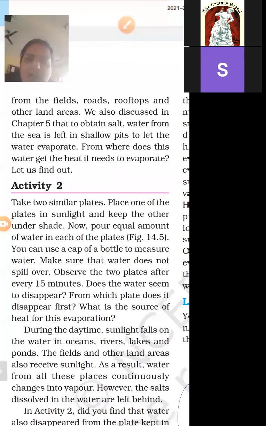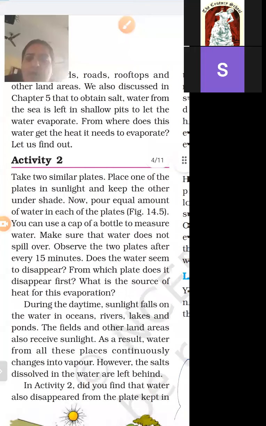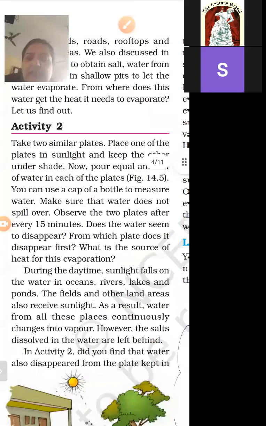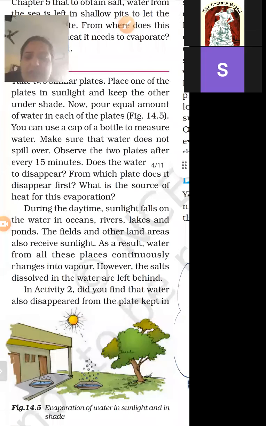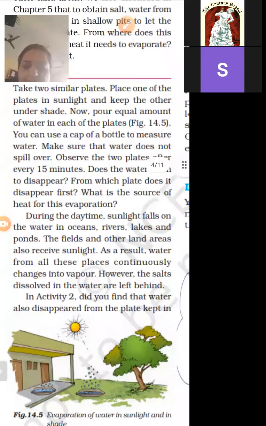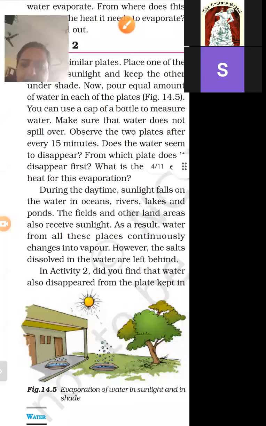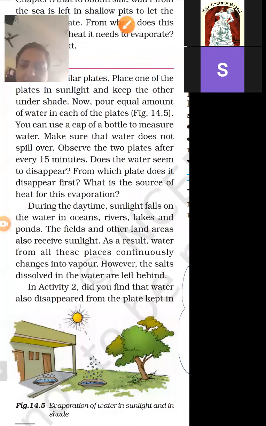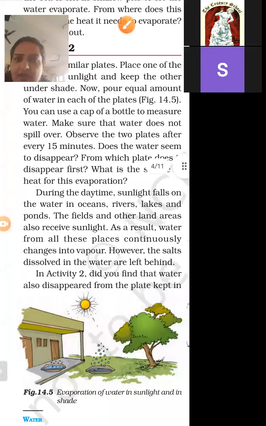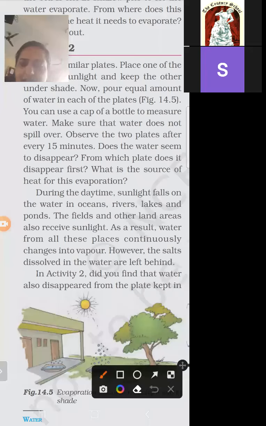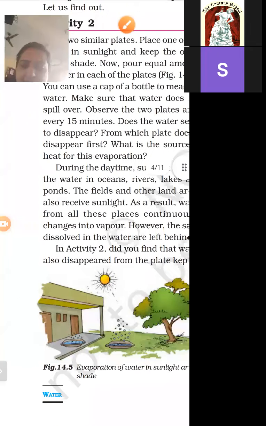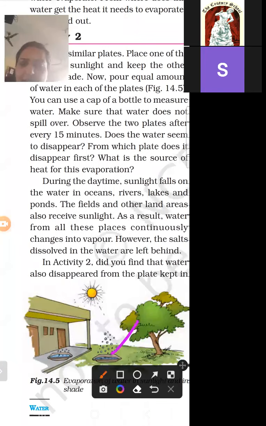And on which factor does evaporation depend? Heat. जितनी ज्यादा हीट होगी, जितना ज्यादा टेम्परेचर होगा, उतनी ही ज्यादा इवेपोरेशन होगी. और नेक्स्ट हमारी एक्टिविटी 2 क्या है? इसमें हम 2 प्लेट्स लेंगे, दोनों में इक्वल अमाउंट ऑफ वाटर लेंगे. फर्स्ट प्लेट को हमने सनलाइट में, सेकंड को हमने शेड में रखा.